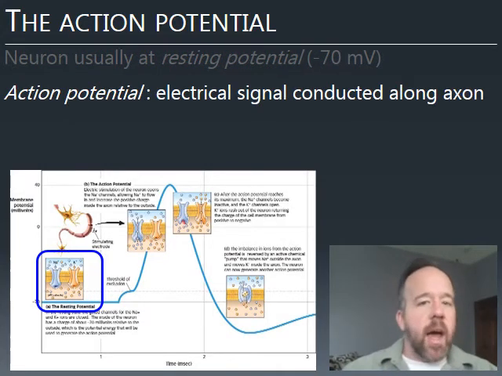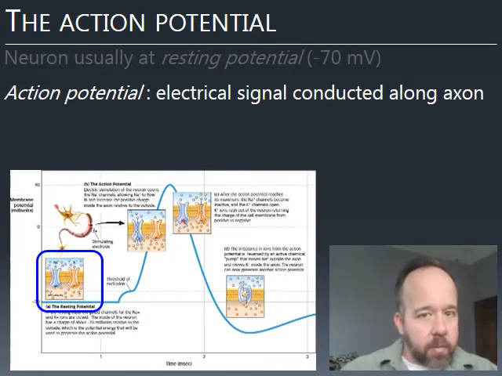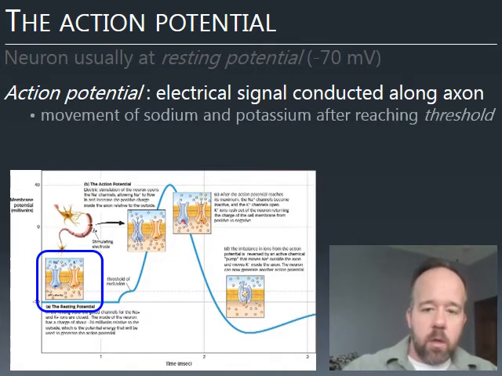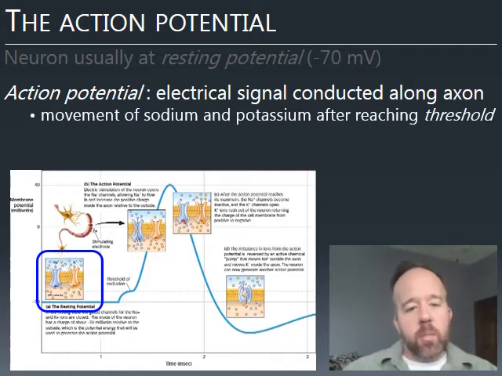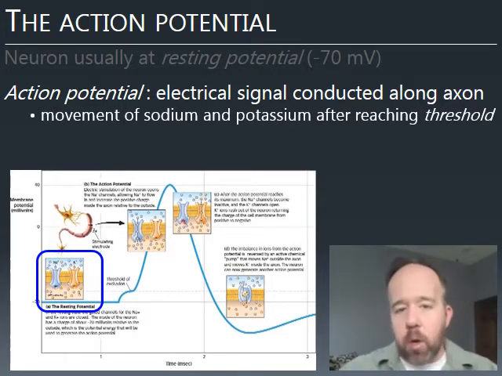Then we get to the action potential. And this is an electrical signal conducted along the axon. And so what we're talking about here, this electrical signal, we're really talking about what's going on in the axon once a signal starts being generated. And the basis of the signal is going to be the movement of sodium and potassium across that cell membrane after it reaches what we call threshold.